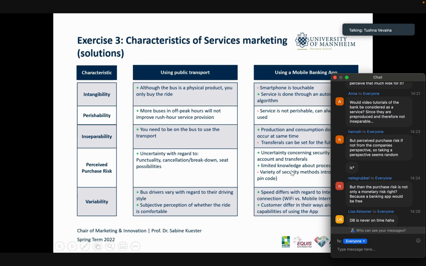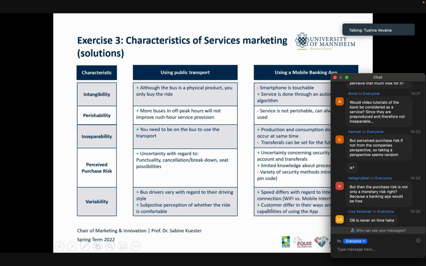So when you're reasoning it out, for example, let's take variability, which I'm going to come to. The speed would refer to the internet connection, and the customers differ in their way of and capabilities of using the app.